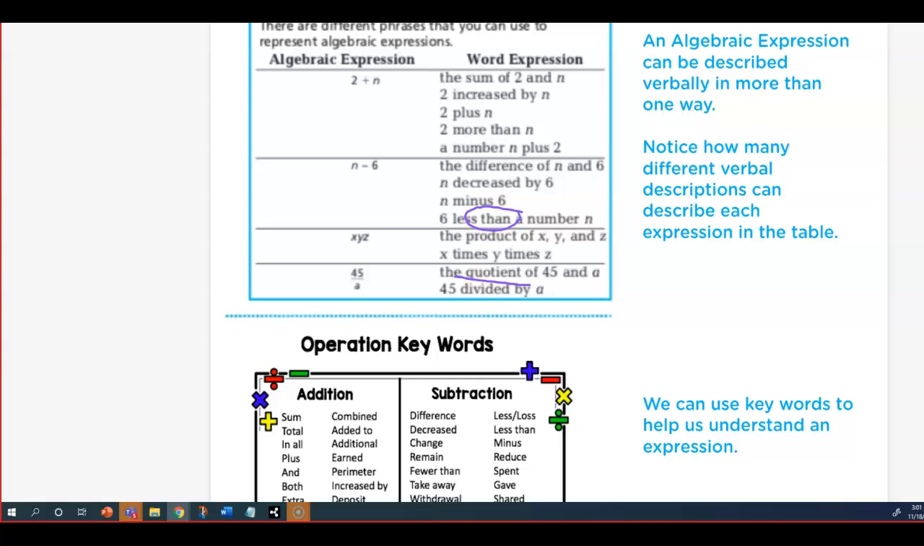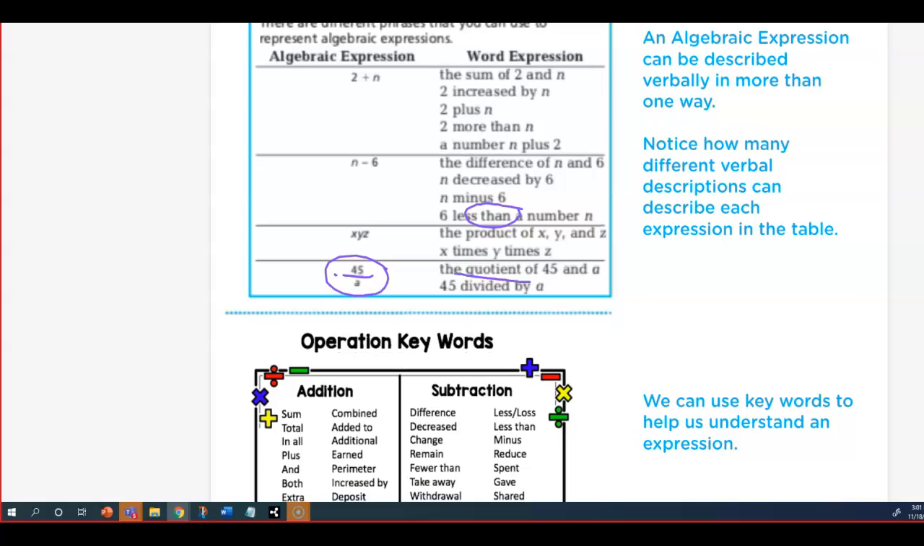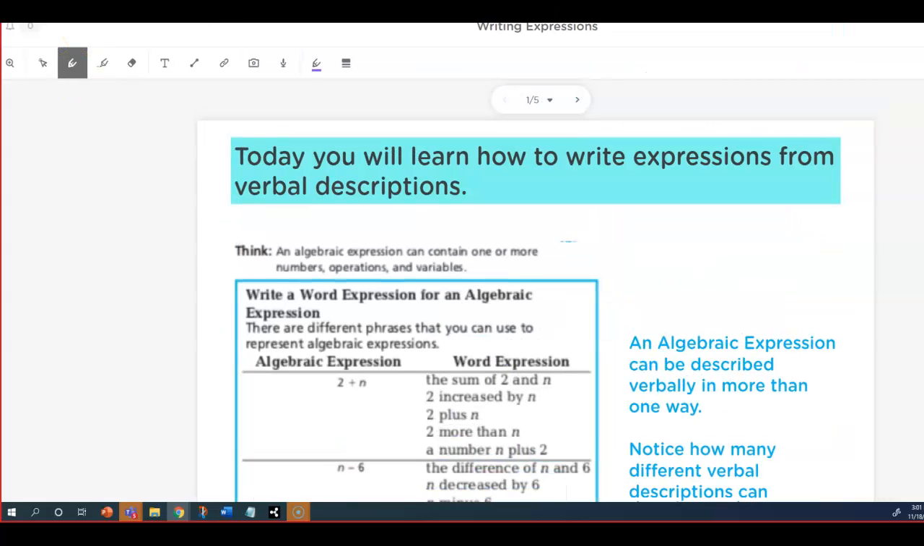Okay, we're going to show division as fractions, and we read them from top to bottom. So the quotient of 45 and a, they gave us the order. First comes 45 and then a. So that means my 45 is on top. Or 45 divided by a, once again, top to bottom. Remember, the fraction bar is a division symbol. 45 divided by a. All right. So that's all on this. It's just a little bit of an introduction.